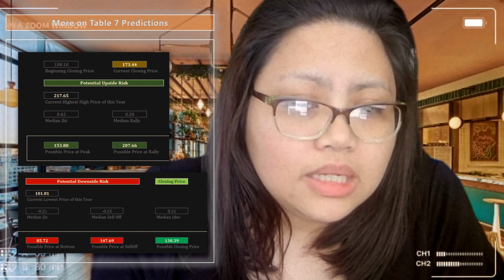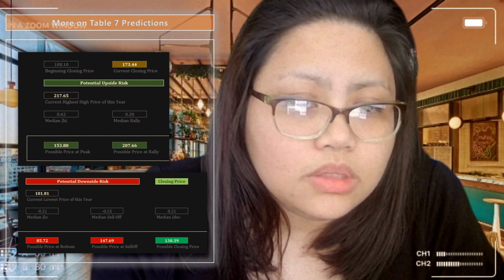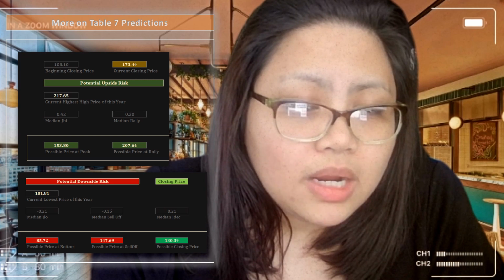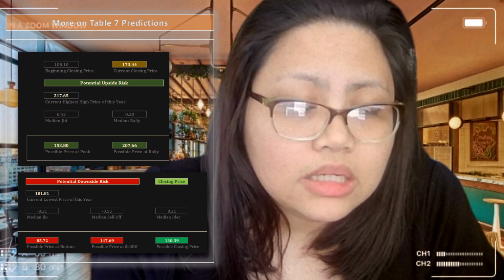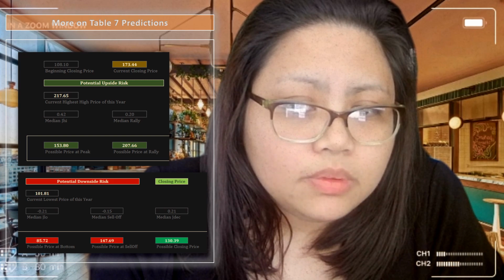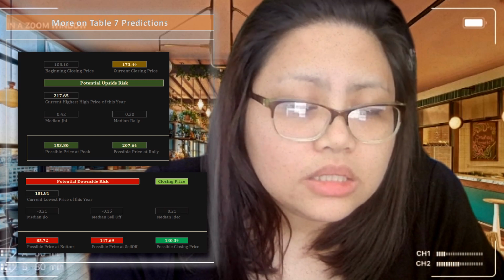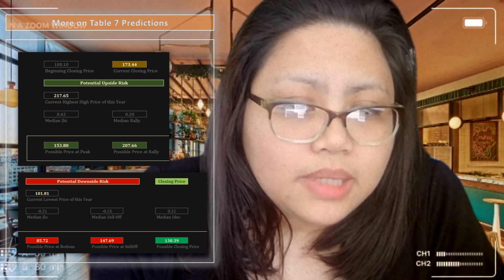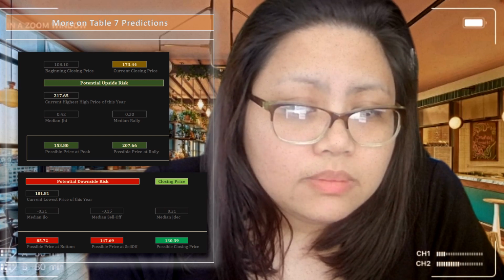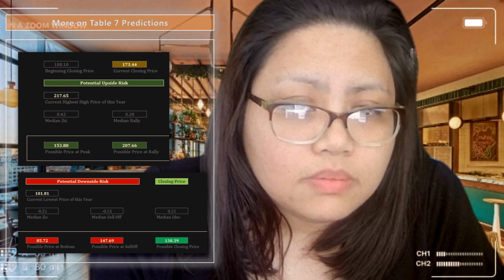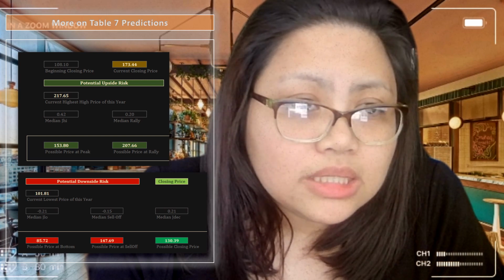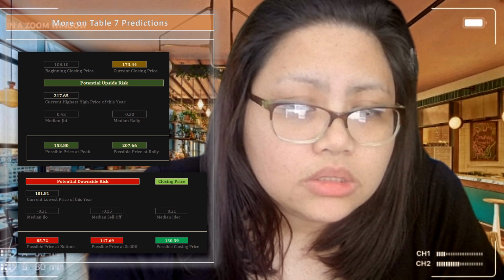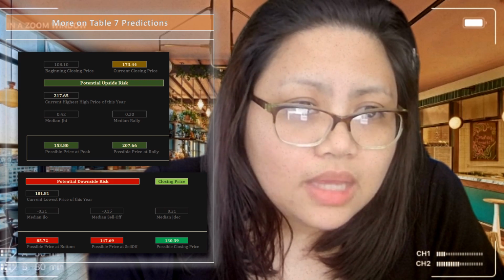Okay, and then for median rally, for possible price at rally, we're using the current closing price, whatever closing price is in the previous intraday. So for example, today's Sunday, so we use the closing price last Friday, and multiply that by the median rally. That value comes from table 6, which is the highest percentage rally every year, and we get the median of that.